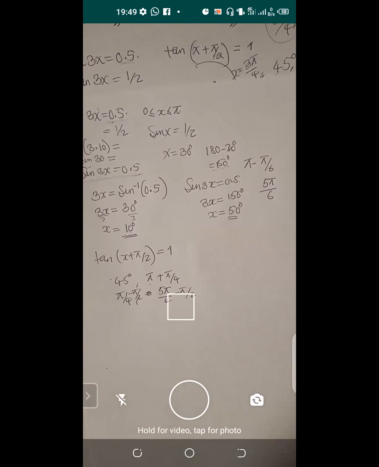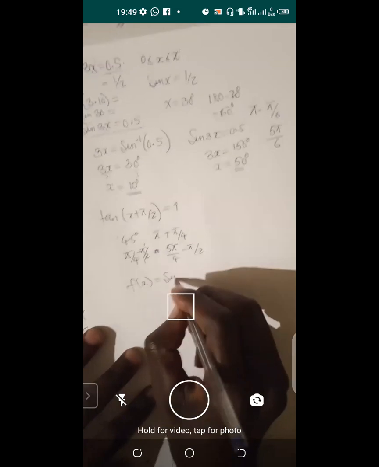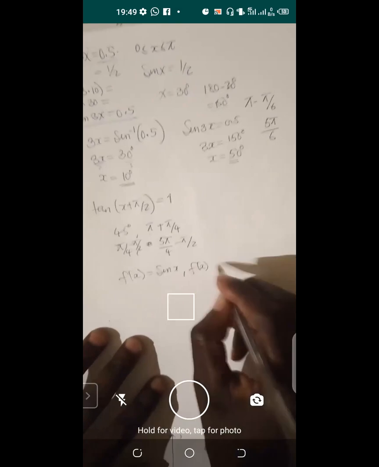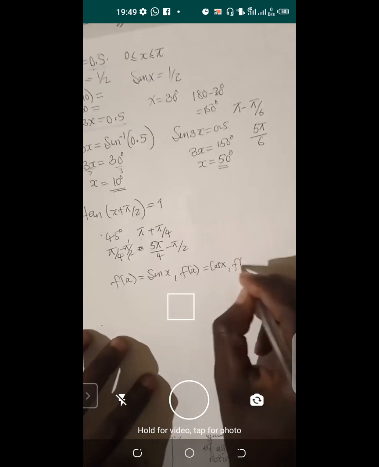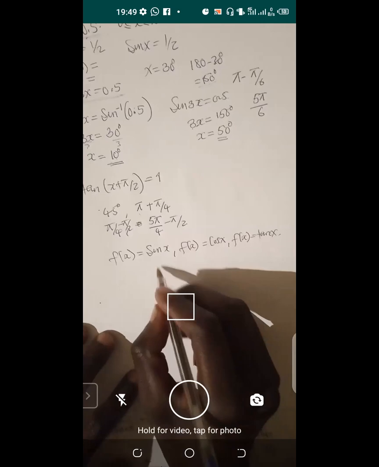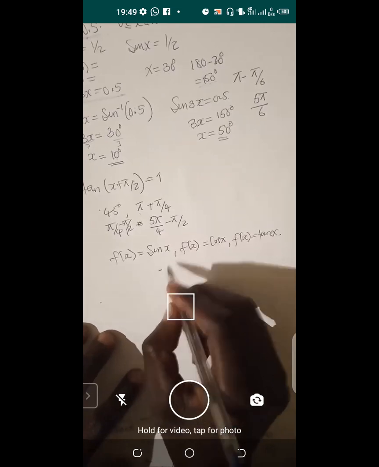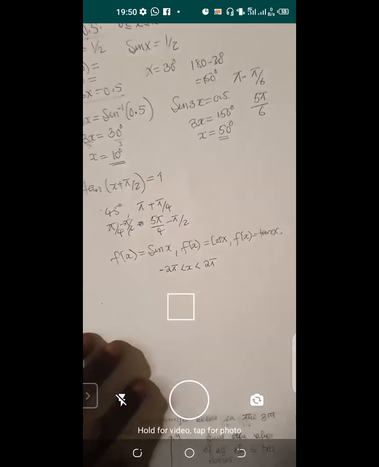Now we are going to talk about sketching the graphs of trigonometric functions. Before I start sketching, I want us to look at this. You know the basic trigonometric functions: f of x equals sine x, f of x equals cos x, and f of x equals tan x. We are going to sketch these graphs in the range from minus 2 pi to 2 pi.